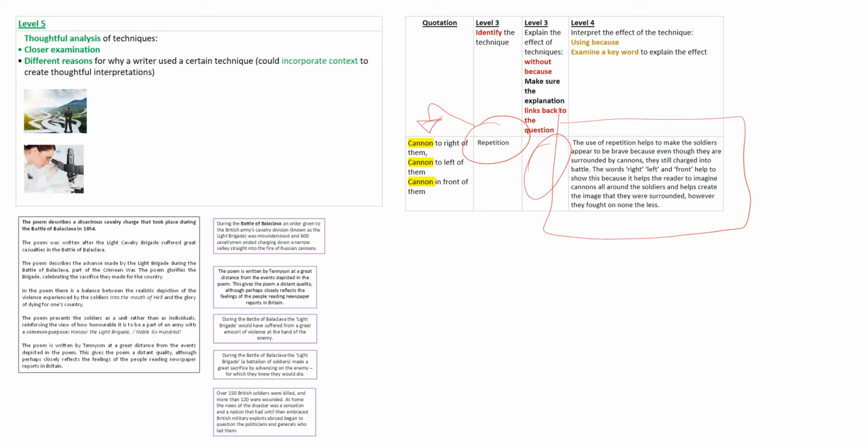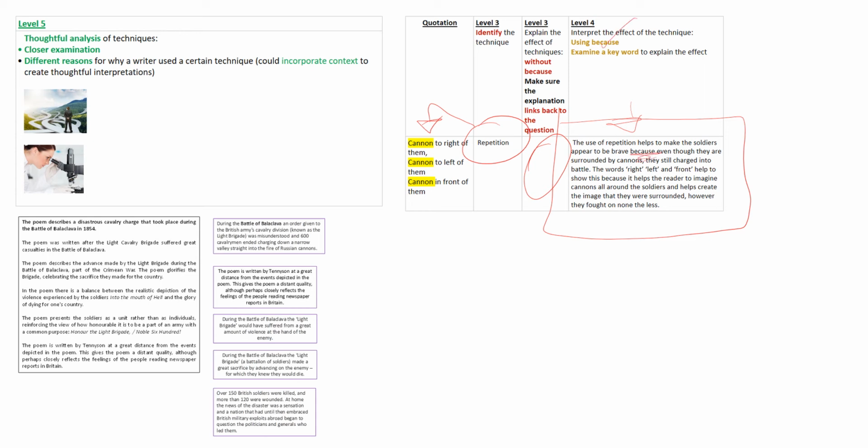So for example, we've got "cannon to the right of them, cannon to the left of them, cannon in front of them." This is the use of repetition. And my level 4 analysis is: the use of repetition helps to make the soldiers appear to be brave, because even though they are surrounded by cannons, they will still charge into the battle. So I've got "because" there to explain.